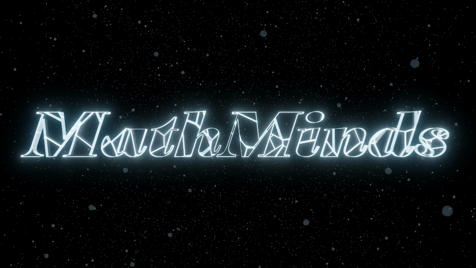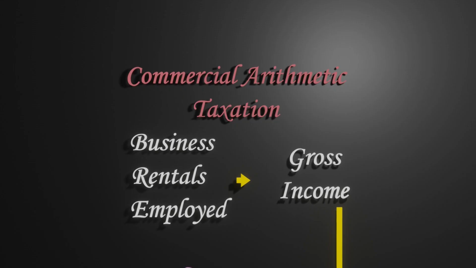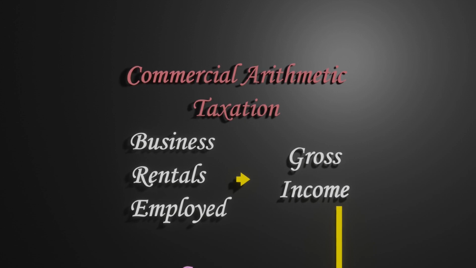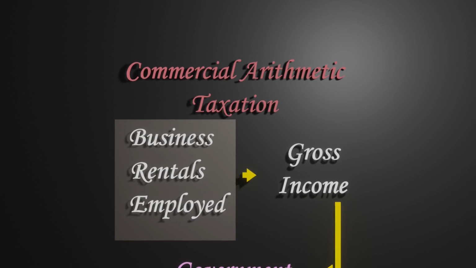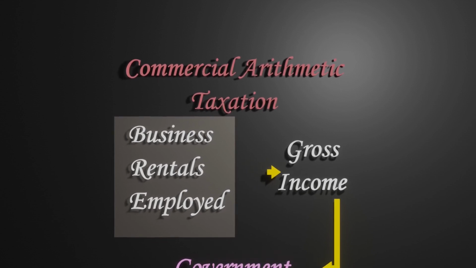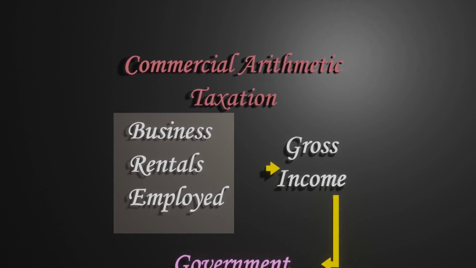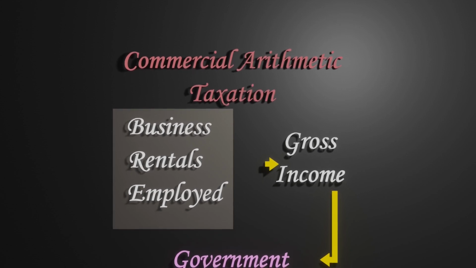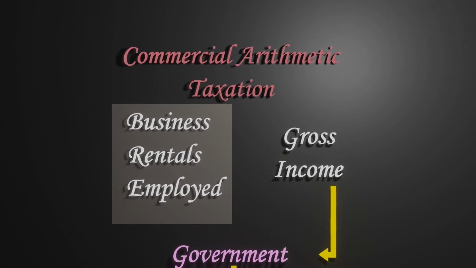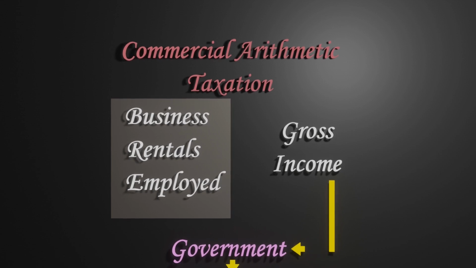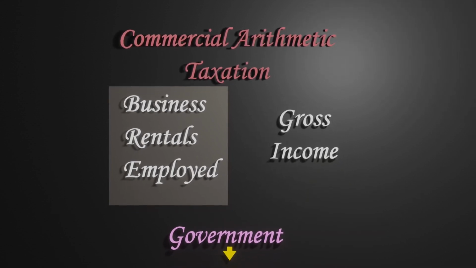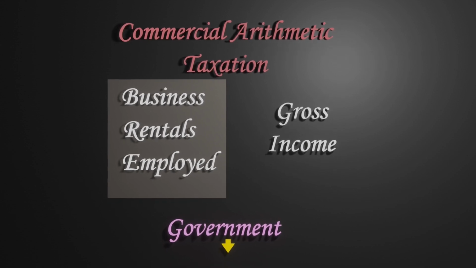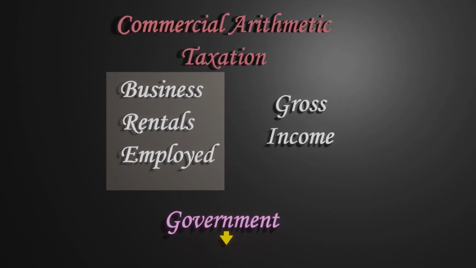Hello, so today we are going to look at commercial arithmetic, and in this case we're going to look at the taxation system in Kenya. Somebody gets income from all types of sources: business, rentals and employment. All that money is what we call the gross income. Part of the gross income will go towards the government to be able to carry out its policies, and that amount that goes to the government is what we call the taxable income.